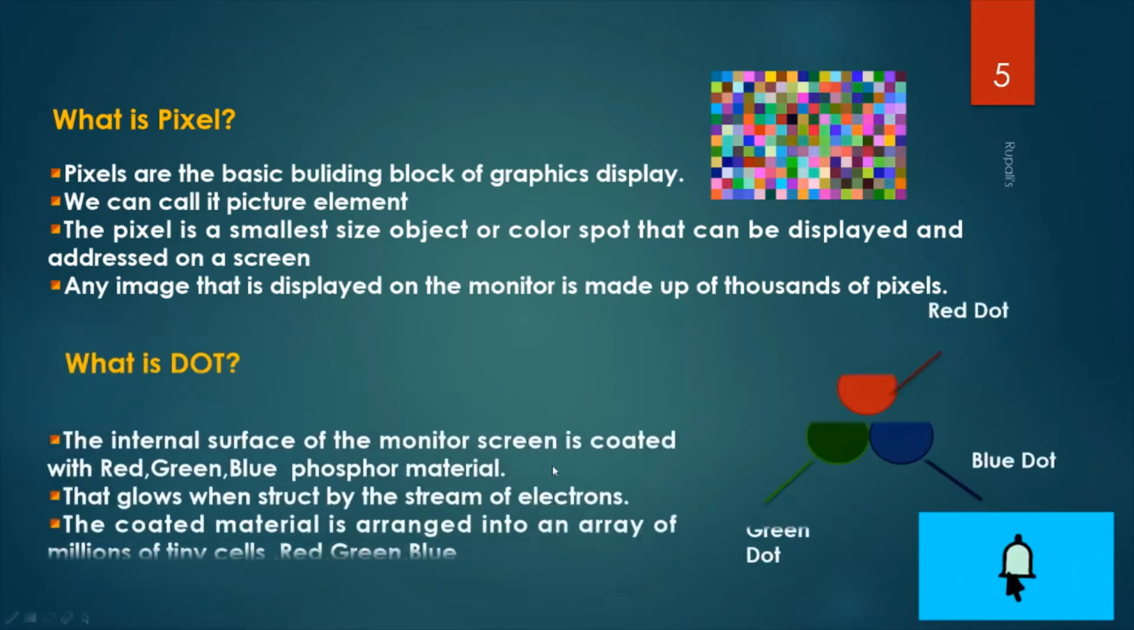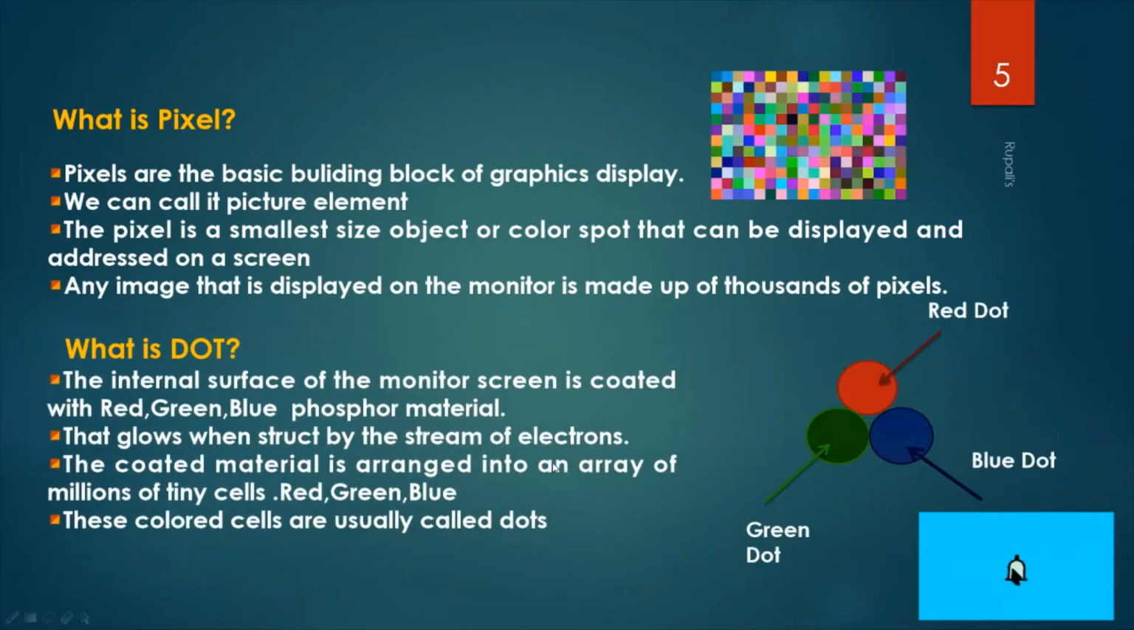Now, what is a dot? The internal surface of the monitor screen is coated with red, green and blue phosphor material that glows when struck by a stream of electrons. The coated material is arranged into an array of millions of tiny cells of red, green and blue. These colored cells are usually called dots.